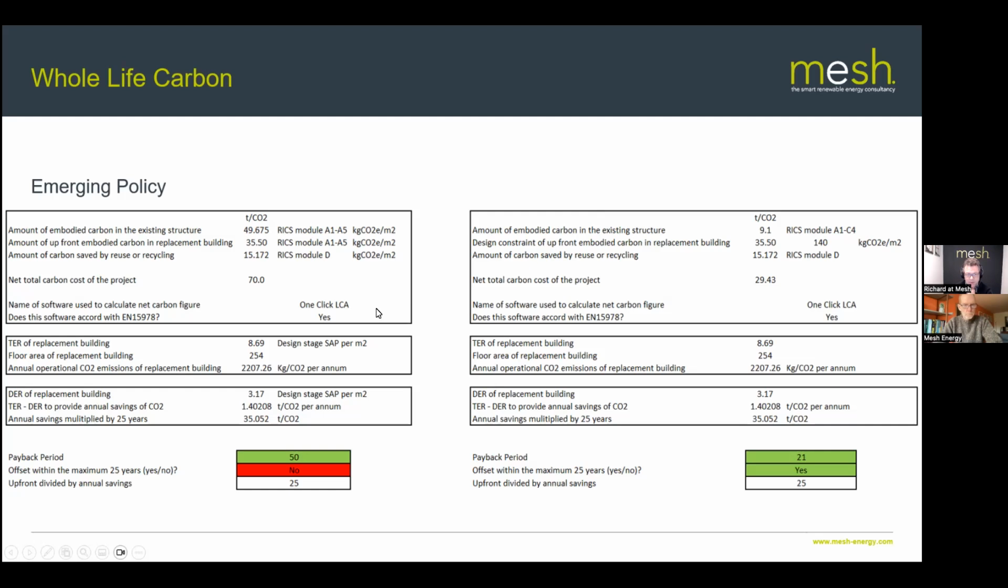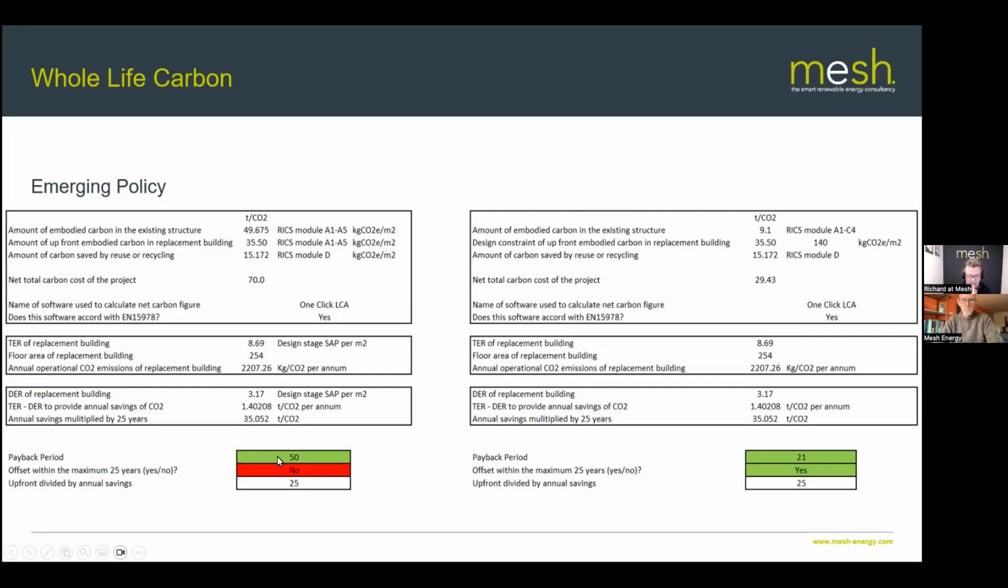So the previous administration sort of got behind the AJ retrofit campaign, but in order to narrow the design constraints, they require that the upfront carbon of the existing structure is calculated, not the end of life. And as you can see, it's 5 times higher. It doubles the carbon cost of the project, and it increases the payback period hugely.